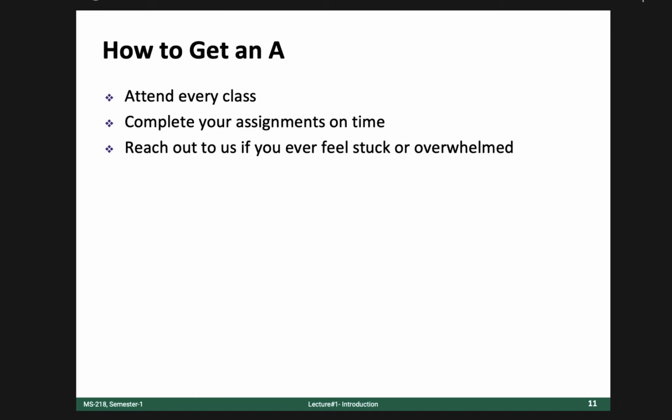But don't wait until the deadline has passed and you got 0 marks in the assignment and then you come and say, oh sir, I didn't submit this assignment because I don't know how to do this thing. So it is much better to start earlier.